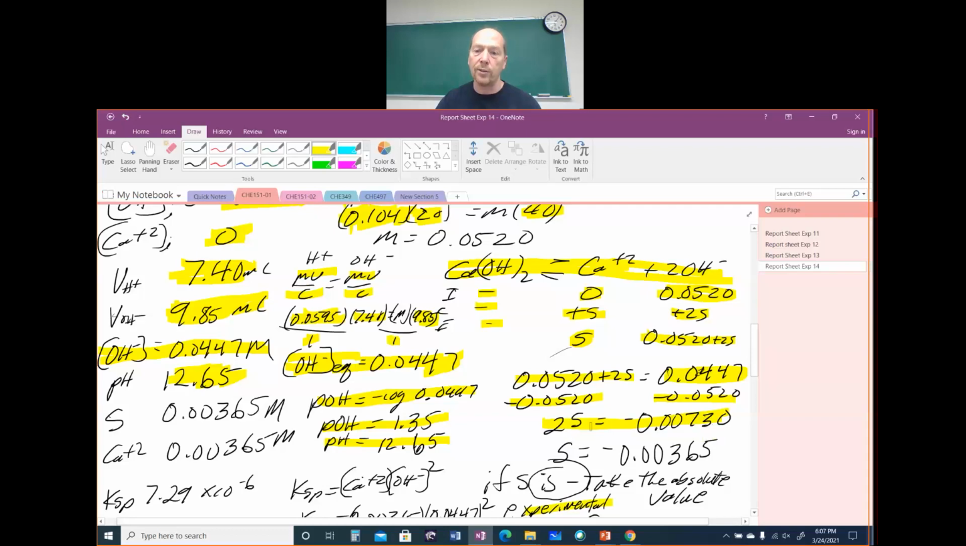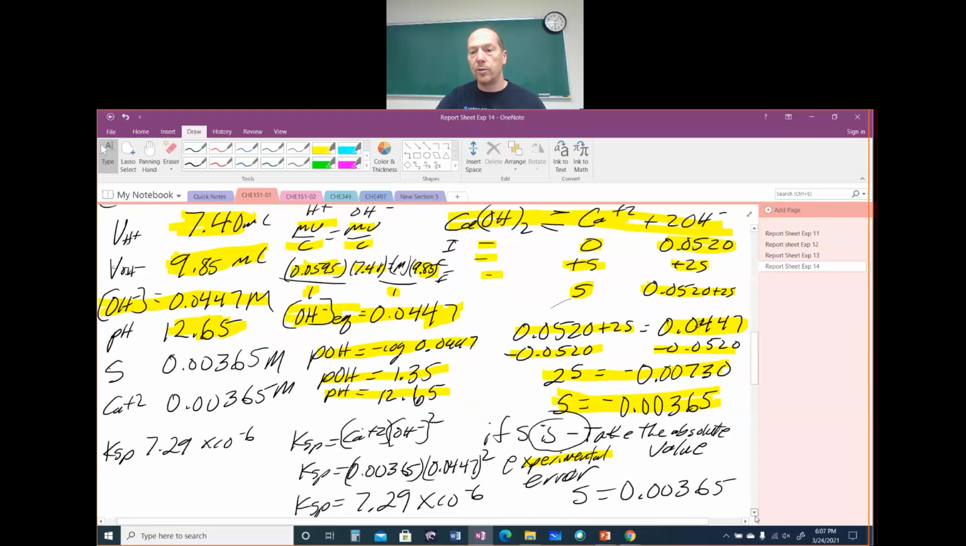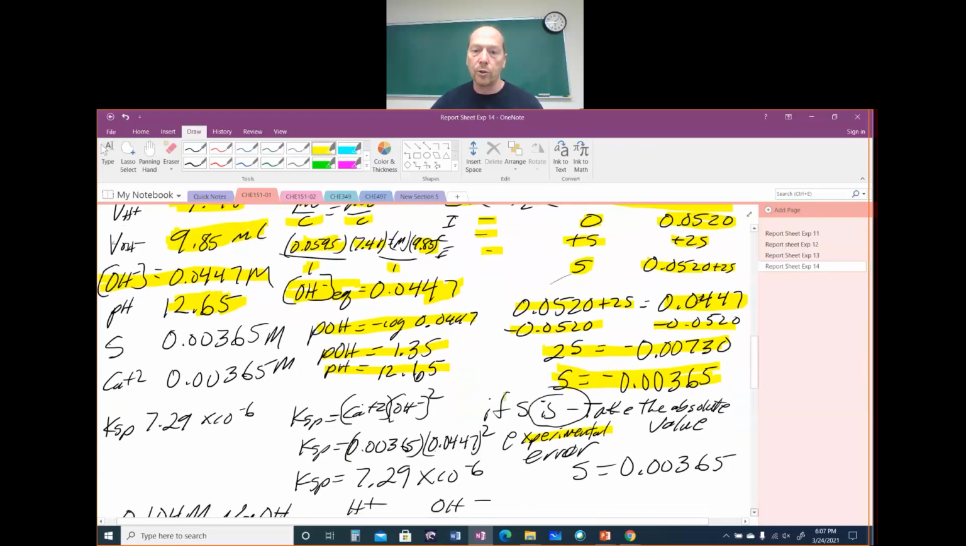All right, but we keep going, and so we get a negative 0.00730 is equal to 2S. Then we divide by 2, and we get a negative 0.00365. All right. So if you have this experimental error as well, if your solubility is negative, which is an experimental error, you want to take the absolute value of that and make it a positive number. You cannot have a negative molarity. All right, so you put that in as the absolute value, 0.00365. The S is the concentration of your calcium plus 2.